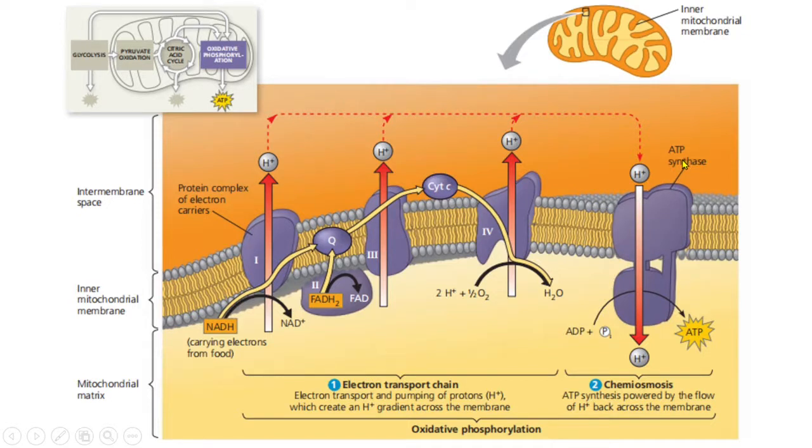How does it do it? Through the movement of H plus through the ATP synthase. Do take note that this is the electron transport chain, important for the H plus gradient to occur across the membrane.